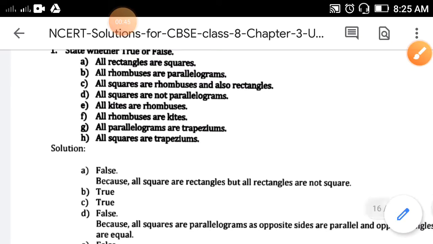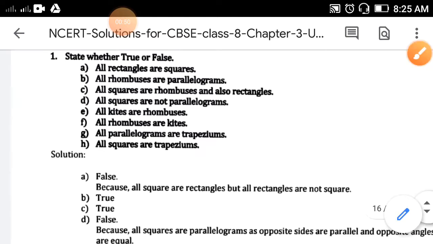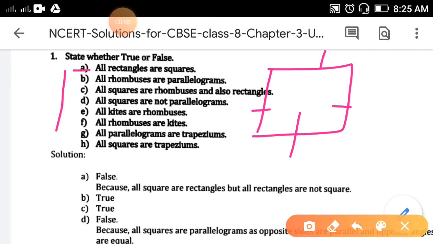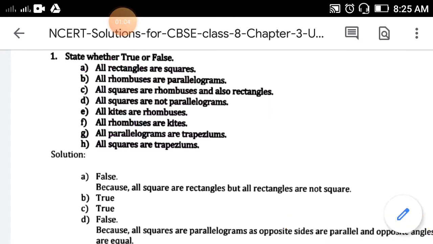B, all rhombuses are parallelograms. Yes, in a parallelogram opposite sides are parallel to each other. Same way, in a rhombus also all four sides are equal and opposite sides are parallel to each other.